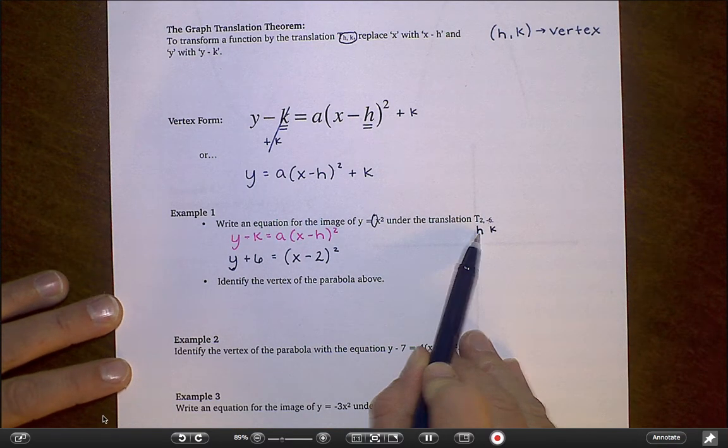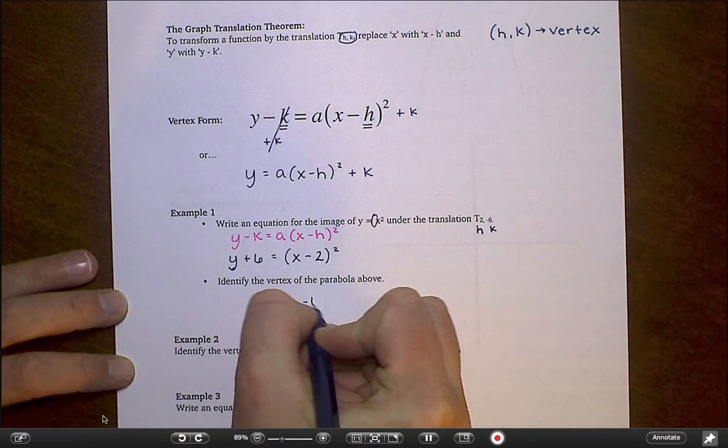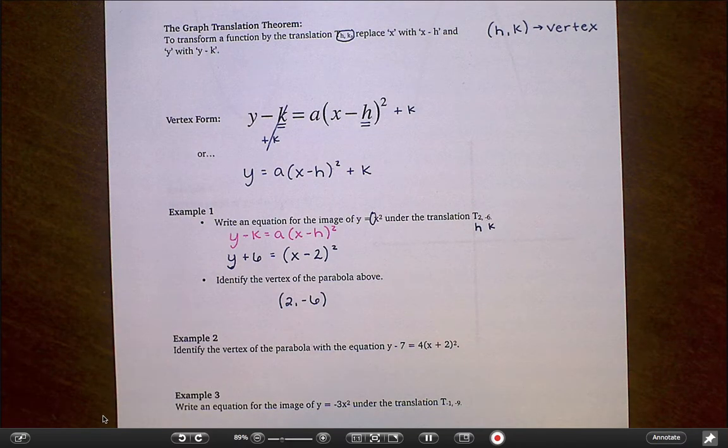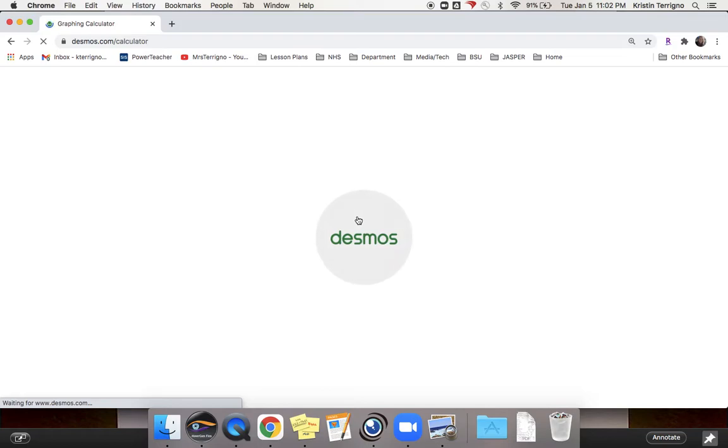The vertex is h and k. So the vertex here would be 2, -6. We really did that before we even did that first problem. Okay, let's see if Desmos is ready to go. There we go.